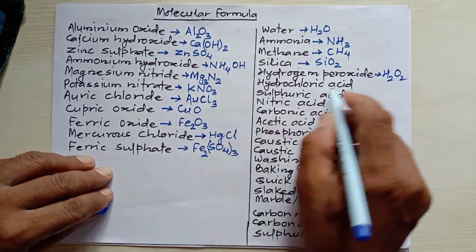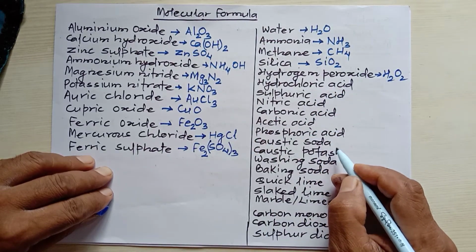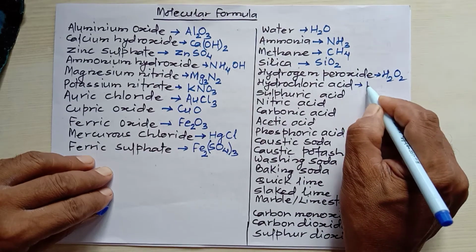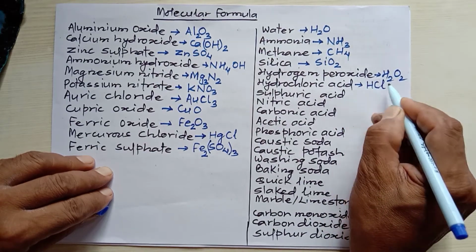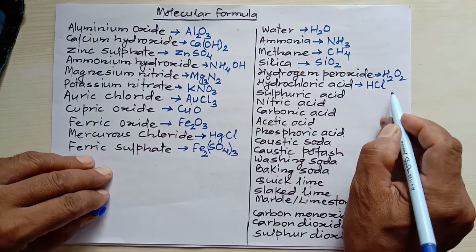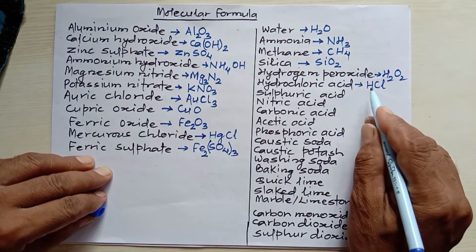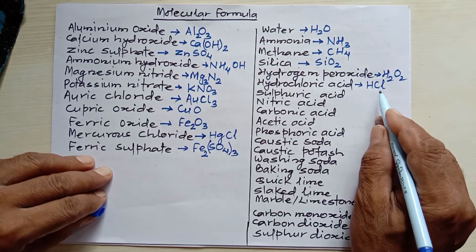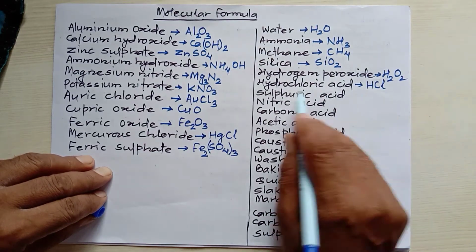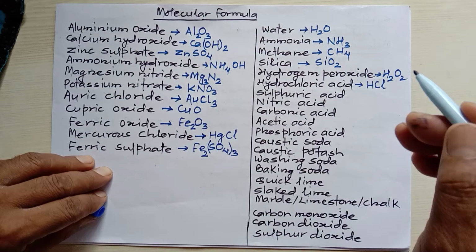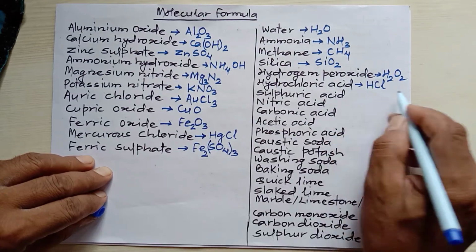H2O2. In the same way, these are the acids. Hydrochloric acid, this is HCl. We have to remember this. If it was told as hydrogen chloride, then we'll be able to write HCl, H for hydrogen, Cl for chloride. But if written hydrochloric acid, we must remember that hydrochloric acid is HCl.